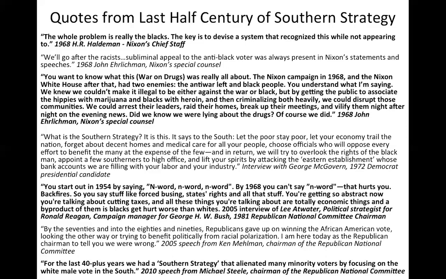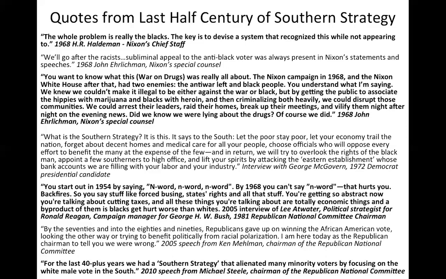And it seems like totally economic things, as Lee Atwater says, but the byproduct of them is blacks get hurt worse than whites. This is during Reagan's neoliberal era, where not only did he give huge tax cuts to the rich and corporations, but he also made huge cuts to social welfare programs, the social safety net, and public health programs, particularly aimed at black urban communities. We're going to talk more about the damage he was able to do while pretending none of this was actually racist.